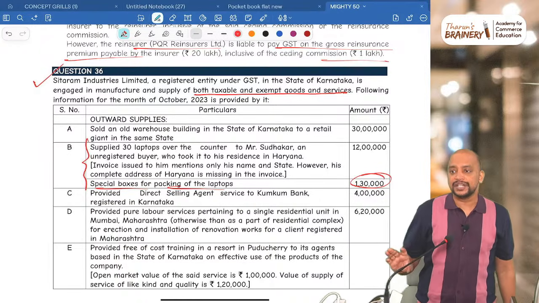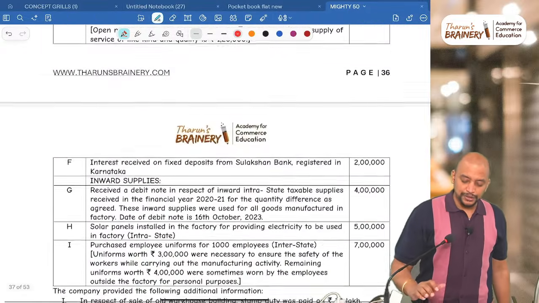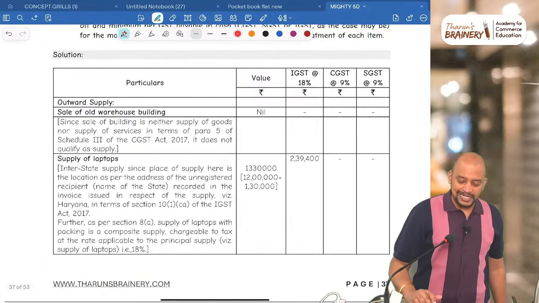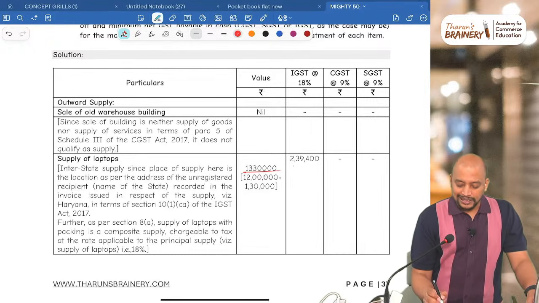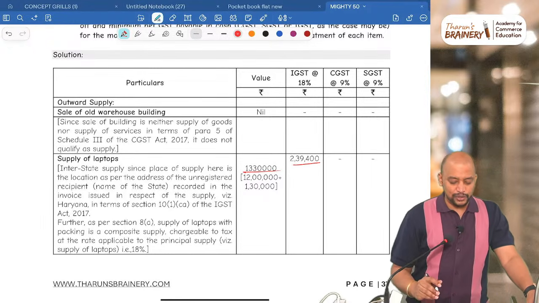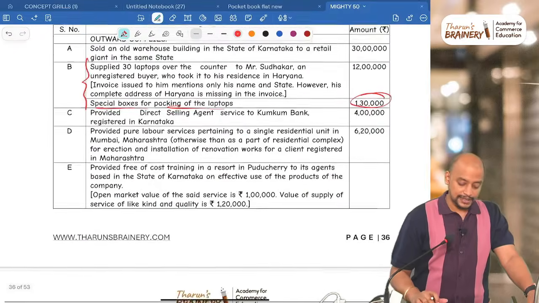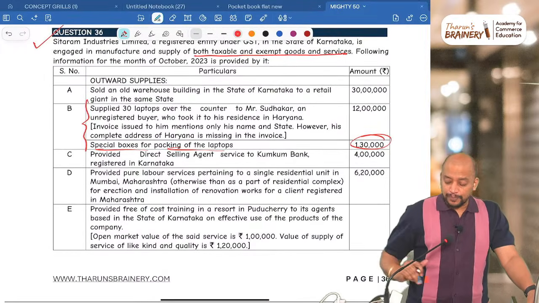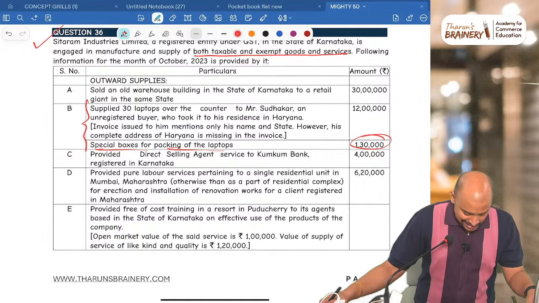It is composite because it is naturally bundled in the ordinary course of business. So due to that reason, we will take 18% IGST. So 13,30,000 into 18%, 2,39,400. Got it? Next. C. Provided direct selling agent service to Kumkum Bank registered in Karnataka.